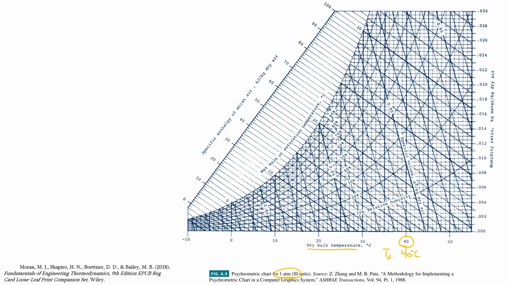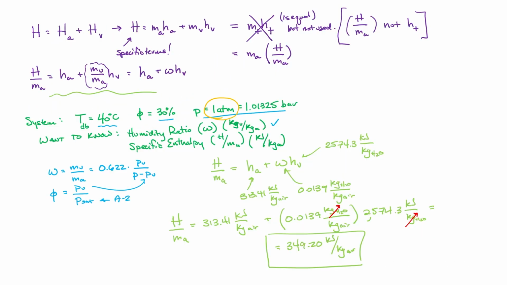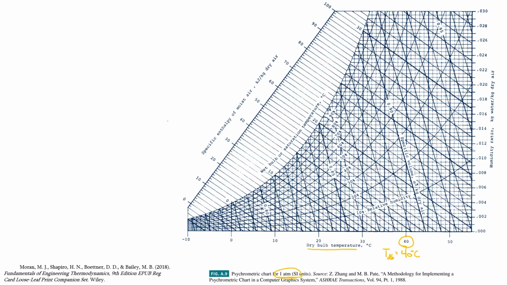Is our temperature dry bulb. And I have given you a relative humidity of, I believe, 30%. Let me double check here. Yep, 30% right here. So I can go down here and I've got a 30% relative humidity. So this guy is my phi.